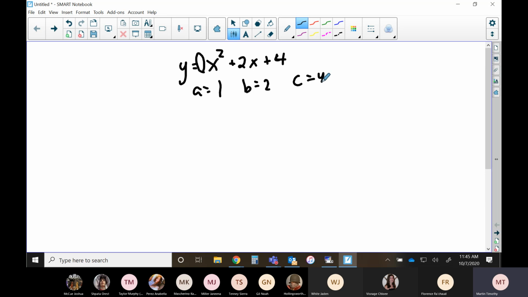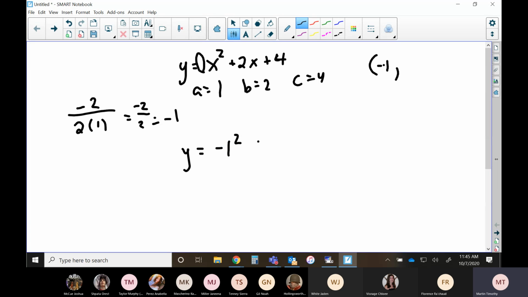Now when I do opposite of b, does everyone understand why I put -2 over 2a, which is 2 times 1, which tells me -2 over 2, which is -1? My x-coordinate is -1. How do I find my y for that? y equals (-1) squared plus 2 times -1 plus 4.